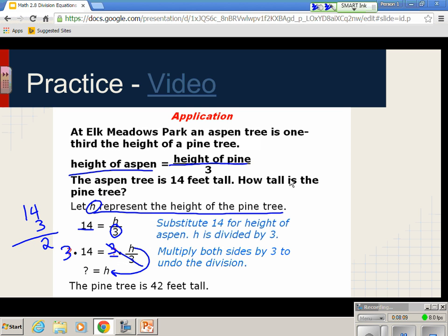Or, I'm sorry. Yeah, 12. 3 times 1 is 3, plus 1 is 4. So the answer is 42. h equals 42. But we know that we're talking about the pine tree. So the pine tree is 42 feet tall, would be the correct final answer to make sure we have it in full sentence form. If you got it right on your own, great. Give yourself a pat on the back and make sure you have all this written down before we move on.